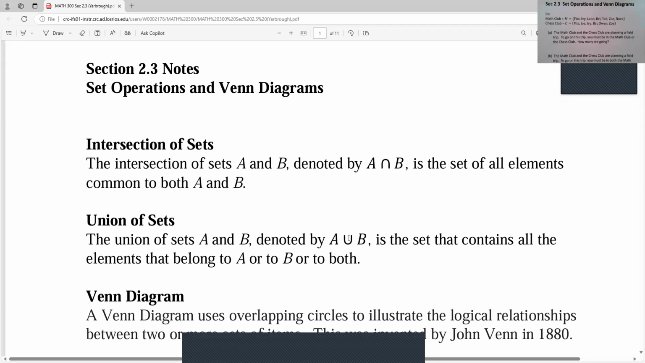By the way, this kind of looks like the letter U, although it's not. The letter U we will use as universal set. So this is not the letter U.